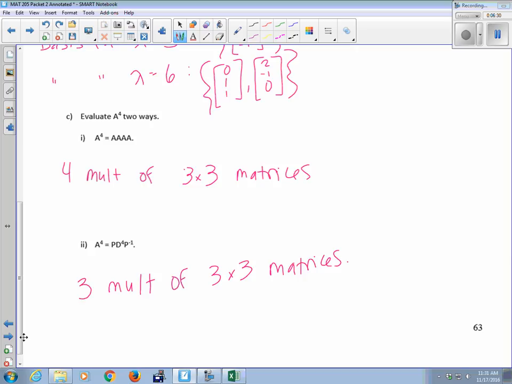So if A were a really big matrix, or if I was raising to a much higher power, like A to the 18th, this would save you a ton of time. I'm not going to do it all out, but that's the idea. It just saves you a lot of time.